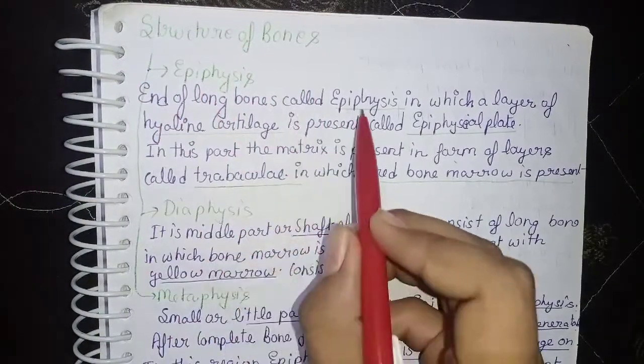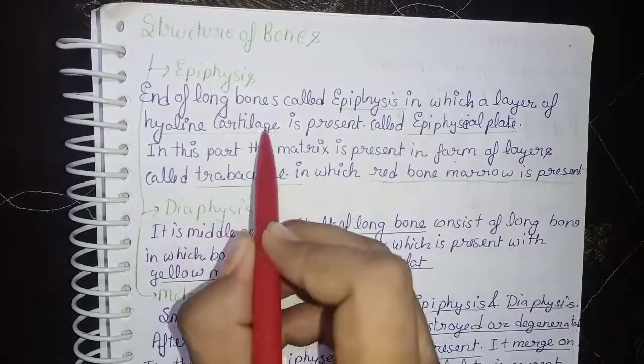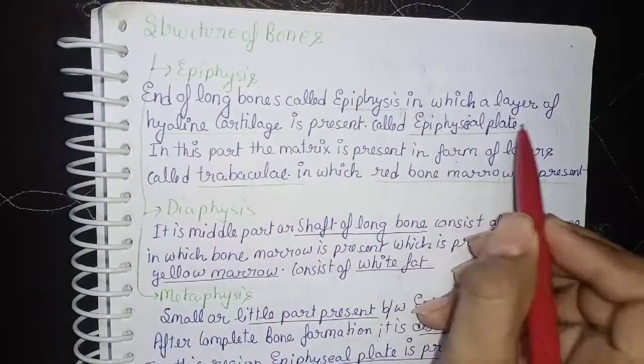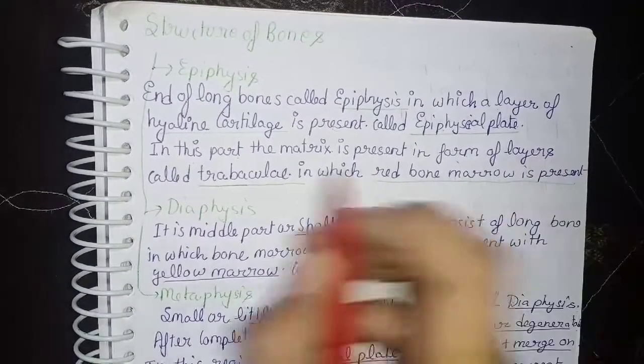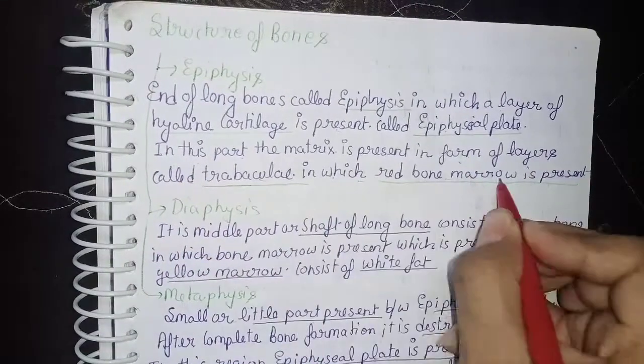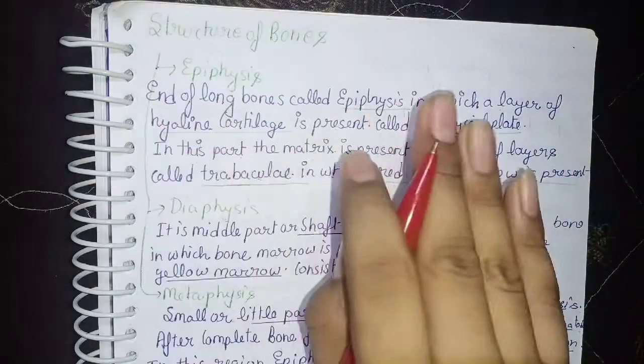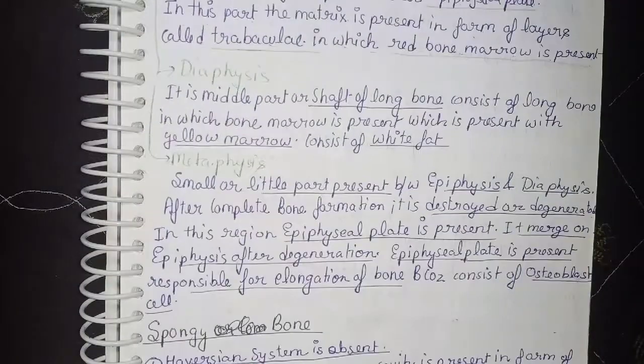The end of long bones is called epiphysis, in which a layer of hyaline cartilage is present, called epiphyseal plate. In this part, the matrix is present in the form of layers called trabeculae, in which red bone marrow is present. So this is epiphysis. Now coming to diaphysis and metaphysis.